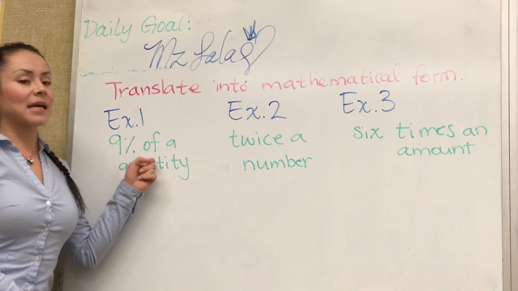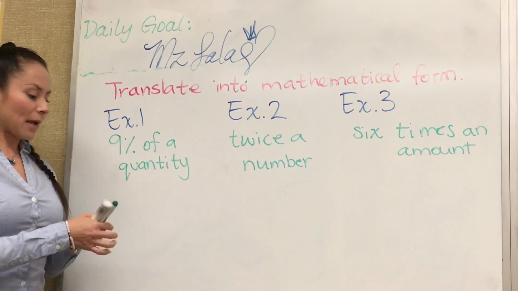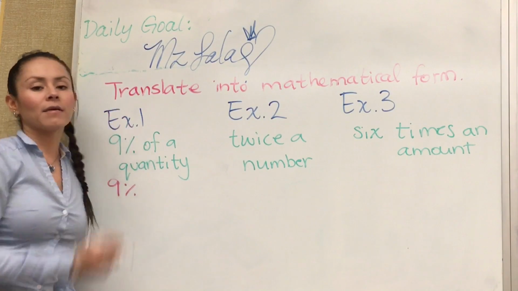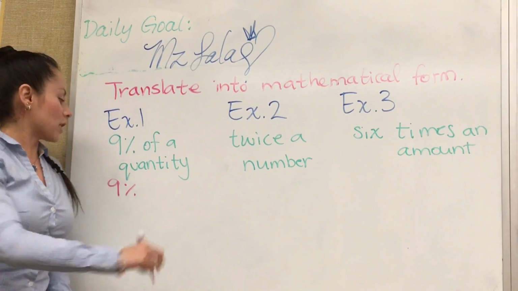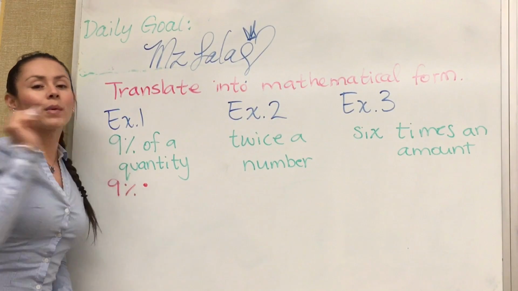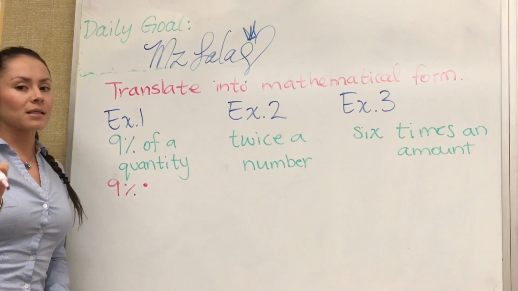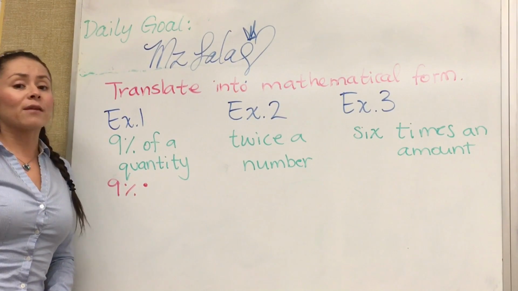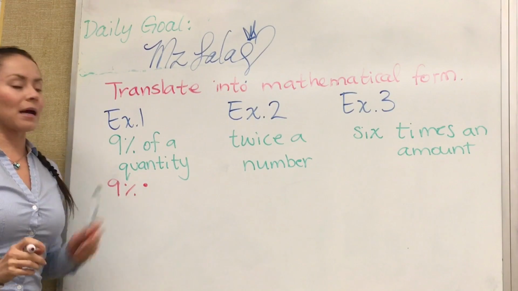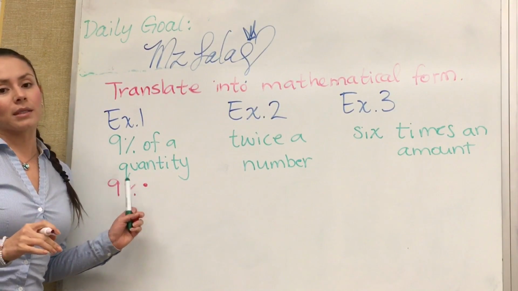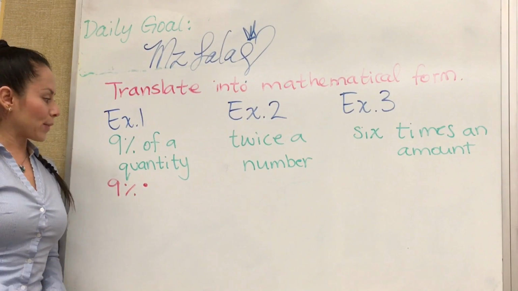We have 9% of a quantity. So 9% of, in math, means multiplication. So we are going to put a multiplication sign, and we want to use a dot or parentheses, because if we use the X, we might misunderstand it for a variable. So it's very important that once we start hitting pre-algebra and up, we start using the times with either the dot or with the parentheses.